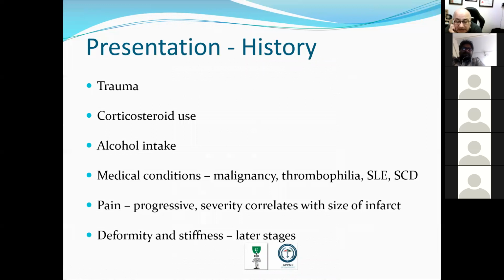Do you see SLE in Pakistan? I remember seeing one patient with SLE in all my house job duration, but is there SLE in Pakistan? You don't see SLE.